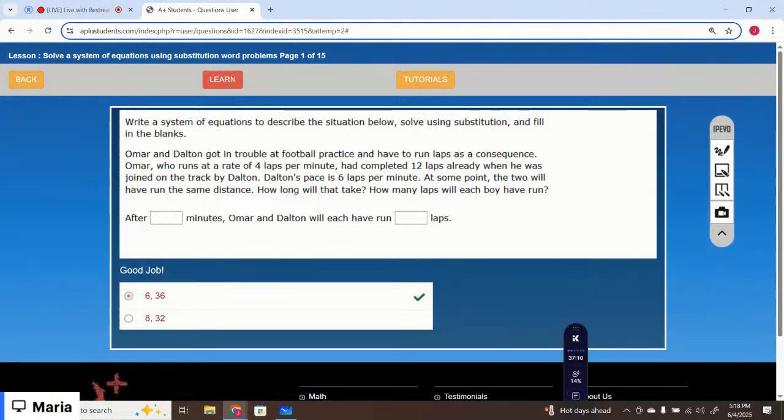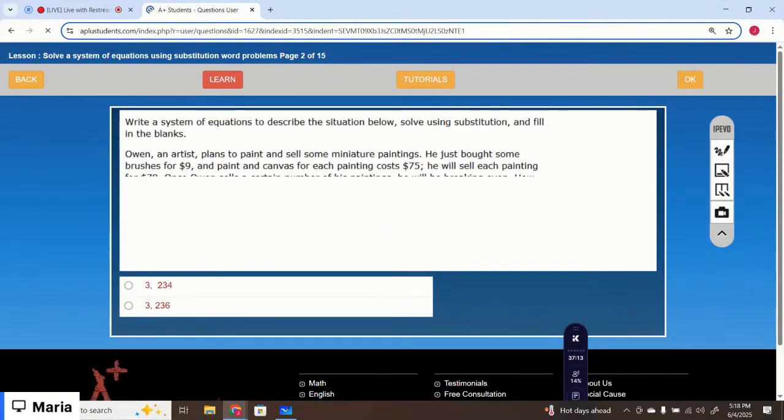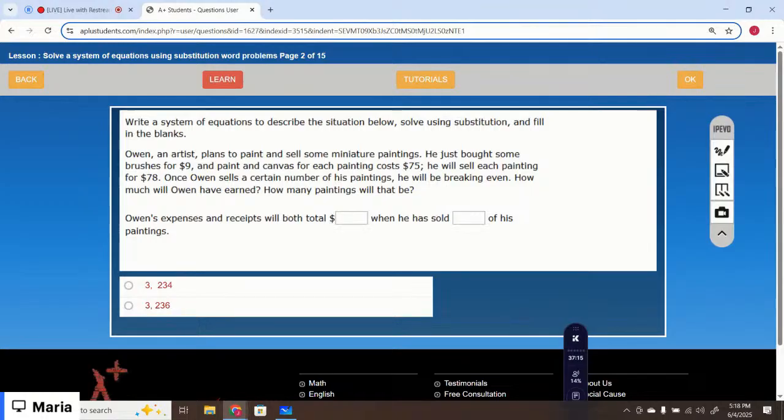Okay, the next one is: Owen, an artist, plans to paint and sell some miniature paintings. He just bought some brushes for $9, and paint and canvas for each painting cost $75. He will sell each painting for $78. Once Owen sells a certain number of his paintings, he will break even. How much will Owen have earned?